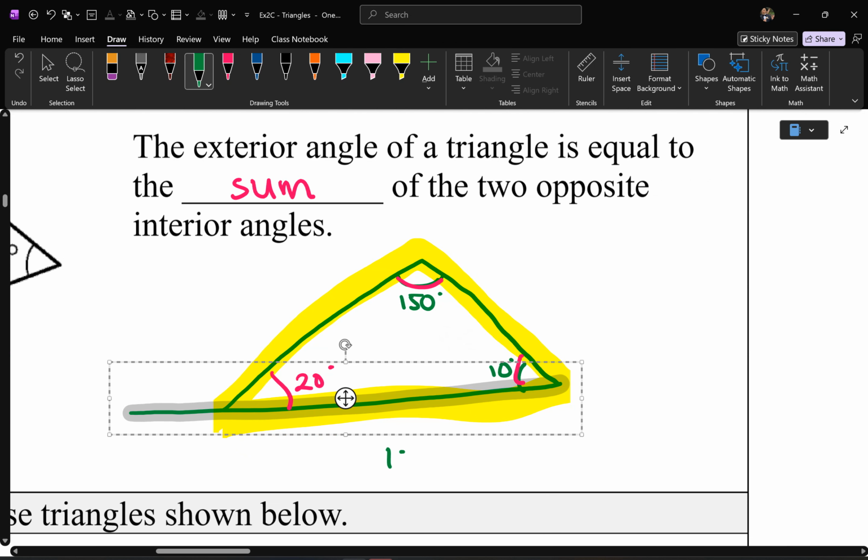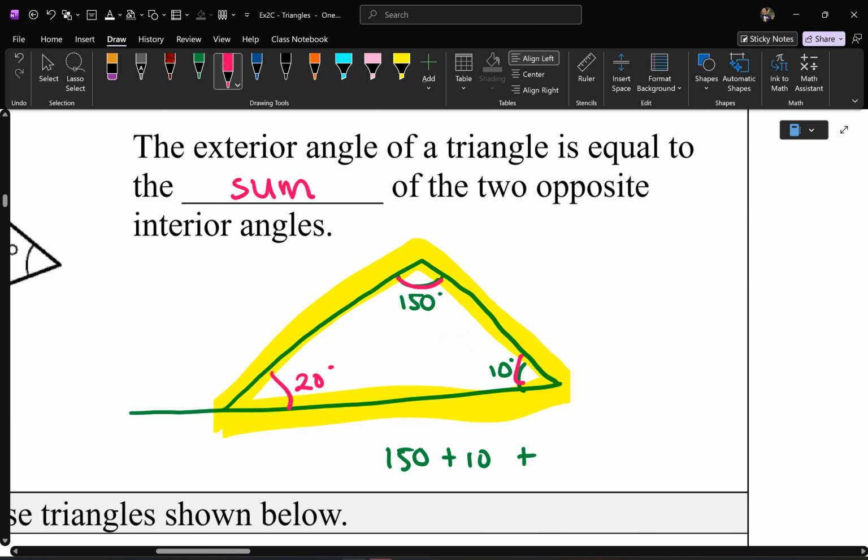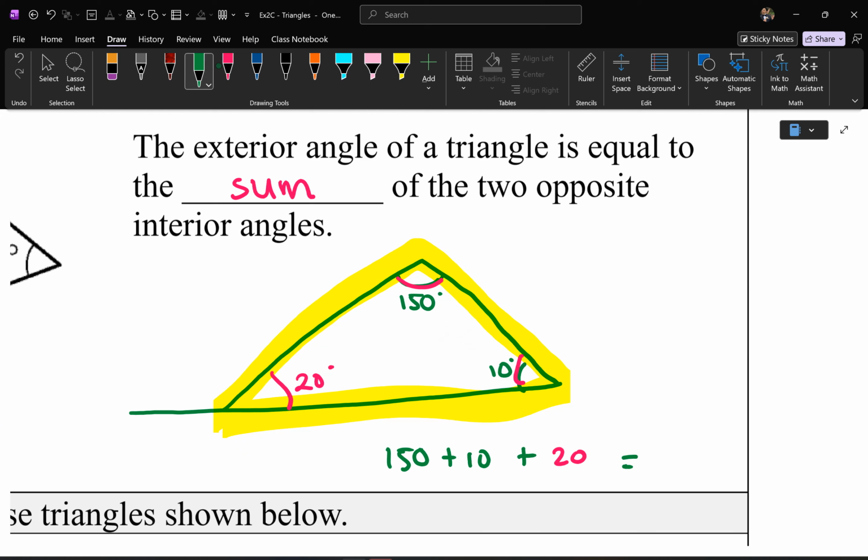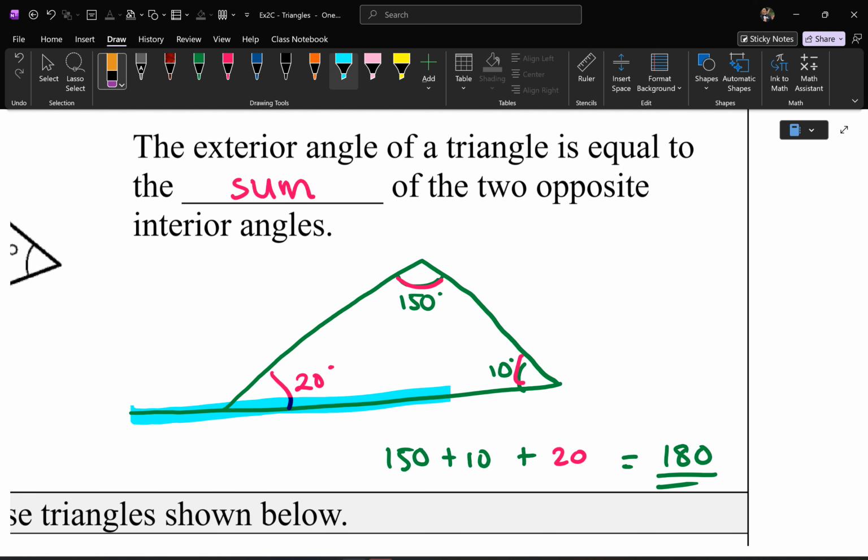You told me just now, 150 plus 10 plus that leftover angle is meant to equal 180. True? But here's another fact. This is a straight line. So if I just take off the yellow coloring so you don't get confused, that's a straight line. And we learned in exercise 2a, a straight line has a total angle of 180. So from here to here, that's a half circle. All of this should add up to 180. But if you know this is 20, what should this one be? Yes, it should be 160.